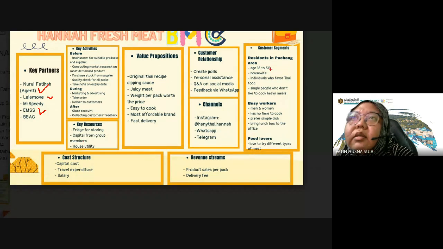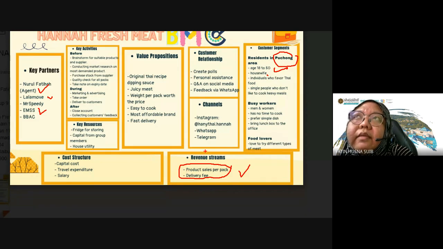Okay, all right. So basically, they are very, very detailed when it comes to the customer segment. There is an area here, age here, housewife, love Thai food, single people who don't like to cook heavy meals. So it depends on you how you are actually doing it. Okay, so basically, this is the normal revenue streams that my students always put.